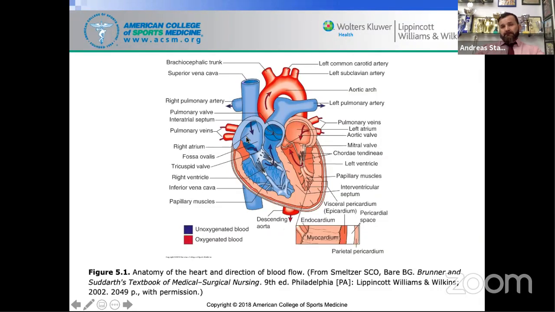That's it. Here, out to the lungs. And then we'll come back in from the lungs here, and then we'll go down here, and then we'll go to the rest of the body. That's it. Four chambers, and I want you to know the exact circulation, the exact path of the circulation of the blood. Deoxygenated and oxygenated blood.